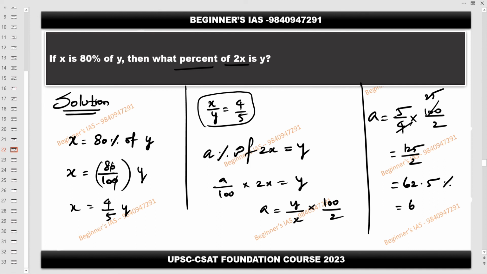The 0.5% can be written as 1 by 2%. So 62 and a half percentage. Clear, everyone? Yes, sir. Fine. I will move on to the next one. So these are all very basics. If you are having doubts, please clarify. Let us move on to the next one. Shall I move on to the next one?